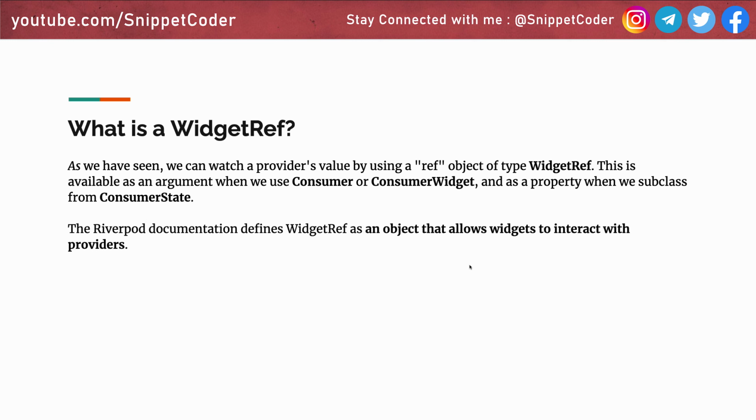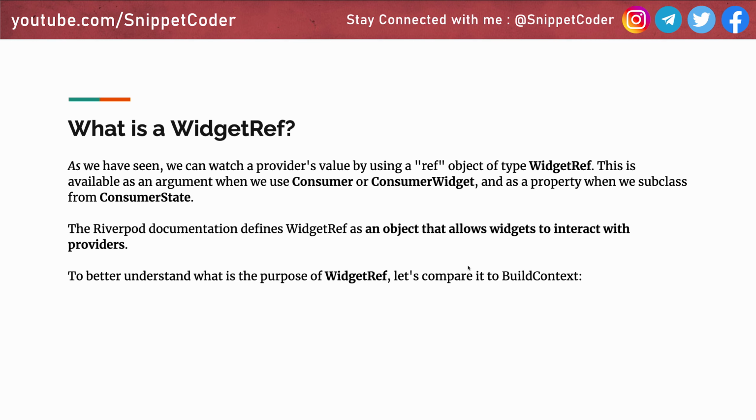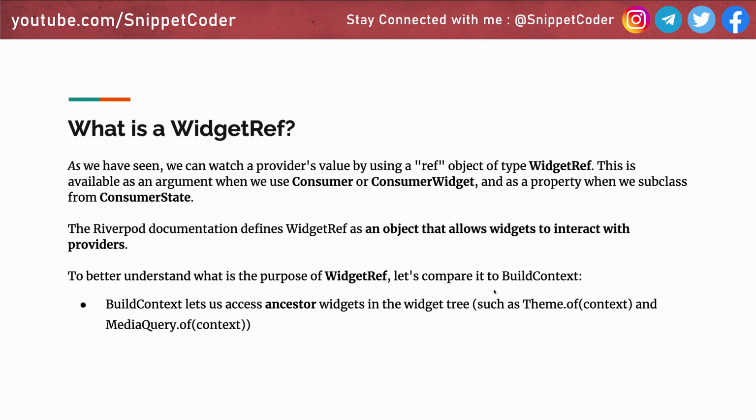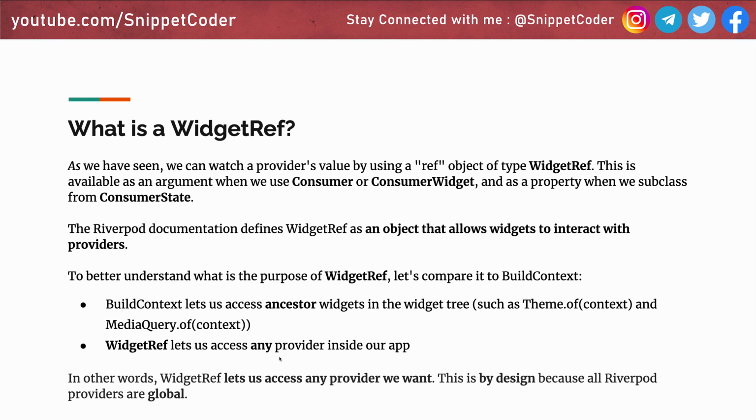In the Riverpod documentation, widget reference is defined as an object that allows widgets to interact with providers. To have a better understanding of the purpose of widget reference, let's compare it with build context. With build context, we access things in the widget tree, such as theme of context and media query of context. Widget reference lets us access any provider inside our application. This is by design because all the Riverpod providers are global.